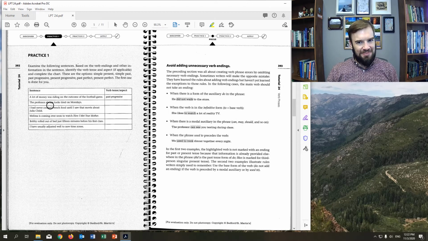So moving on. If you've paused, if you've looked, if you've reviewed, you feel good about those pages, you can look at practice number 1. The instructions say, examine the following sentences based on the verb endings and other information in the sentence. Identify the verb tense and aspect, if applicable, and complete the chart. These are the options: simple present, simple past, past progressive, past perfect, present perfect. The first one's done for you.